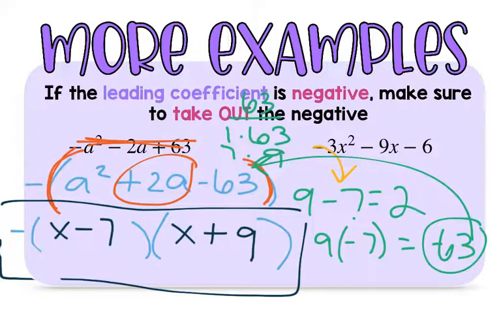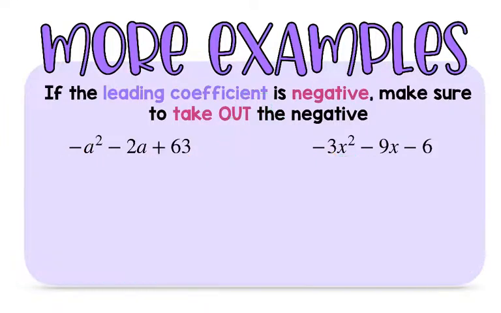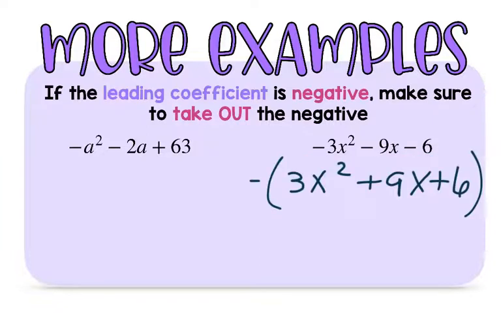Okay, pause the screen if you need to look this over, and I want you to do the last one on your own. So everybody should be working on this one right now. Pause your screen. First thing you need to do is take out the negative. Okay, so if you took out the negative, it would look like this. But then we notice we don't have a leading coefficient of 1. We have a leading coefficient of 3.